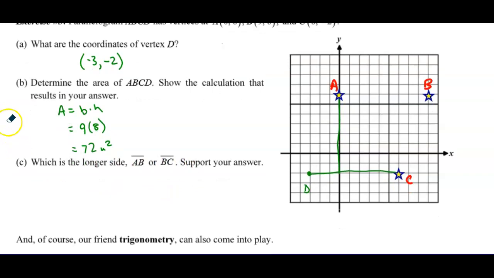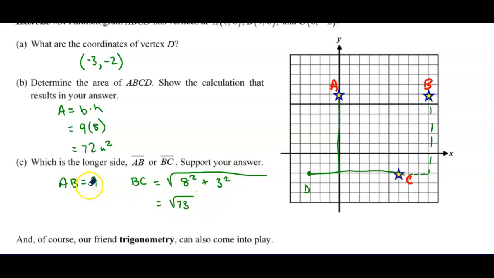Which is the longer side, AB or BC? Well, we can do distance formula to determine that. AB I know is 9 because I can just count it. But to do BC, vertical distance is 8, so it's 8 squared, and horizontal distance is 3. It's a 3 by 8 distance, so 3 squared. So I have 64 plus 9, total is 73. That square root is less than 9, and so AB must be longer.